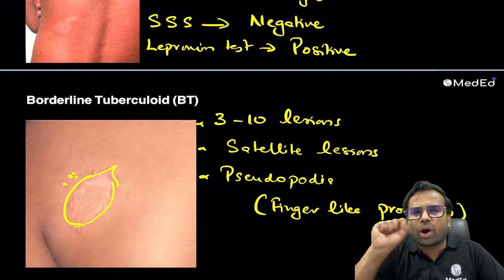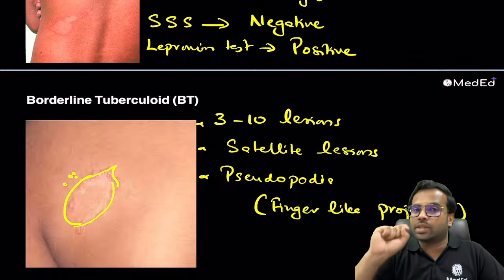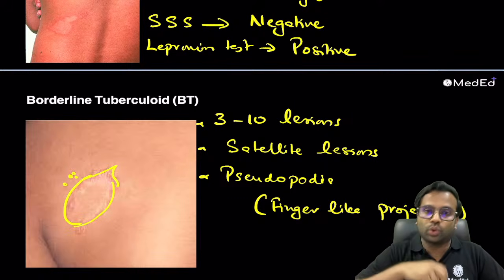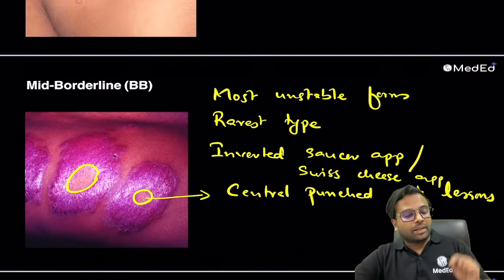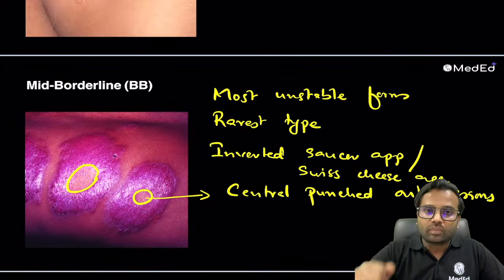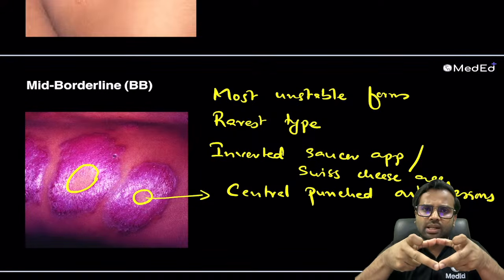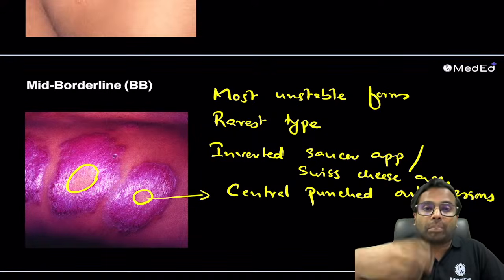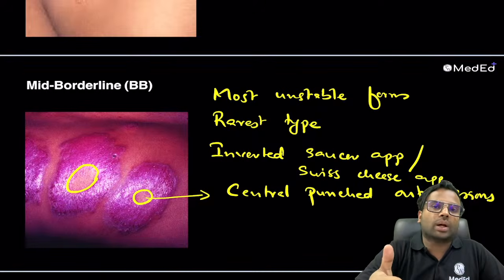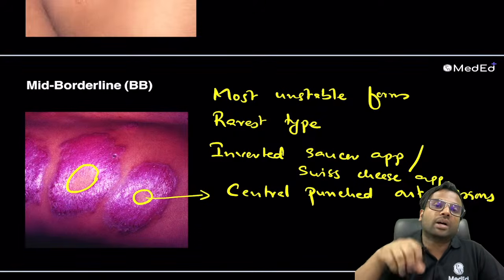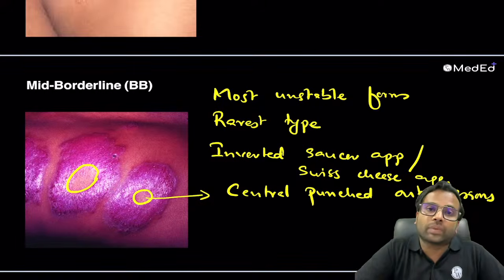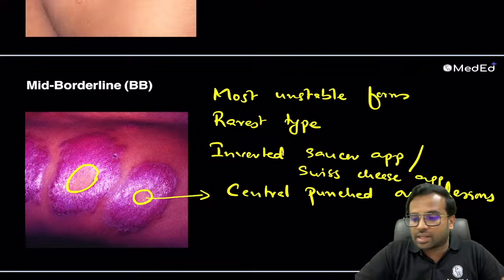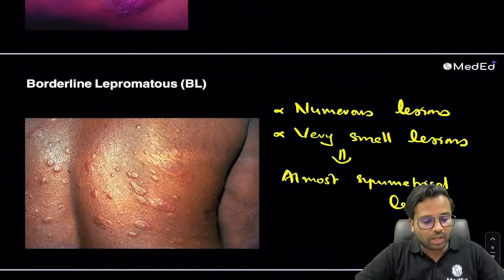But you can see some small lesions outside the main lesion, which is called as a satellite lesion or a pseudopodia, when there is a finger-like projections can be seen. When the patient moves to a mid-borderline type, यहाँ पे क्या होगा? There will be large lesions, but the center will be having a punched out appearance. Punched out appearance of the lesion in the central part. या फिर the patients, these lesions can be compared to an inverted saucer or a Swiss cheese appearance. All these things in the MCQ, think about mid-borderline type of leprosy.